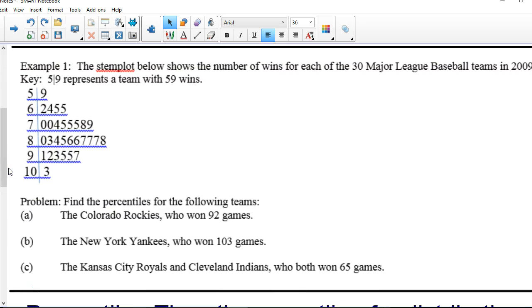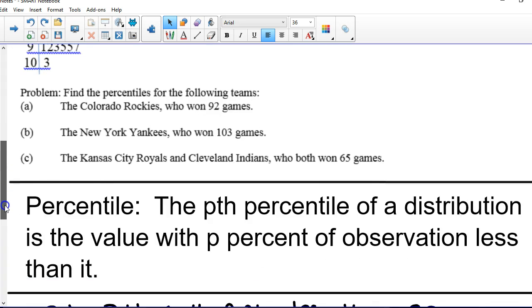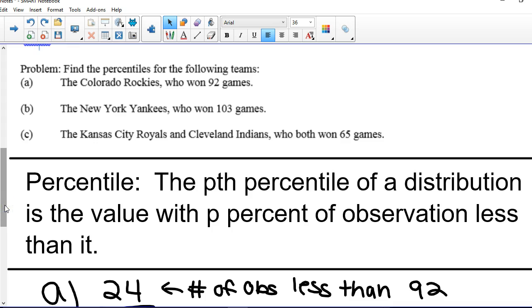When you read example 1, it says the stem plot below shows the number of wins for each of the 30 Major League Baseball teams in 2009. So stem plot 5|9 represents a team with 59 wins. The problem here says find the percentiles for the following teams: the Rockies, the Yankees, and the Kansas City Royals and Indians. Well, first what you need is the percentile definition. So please write this down.